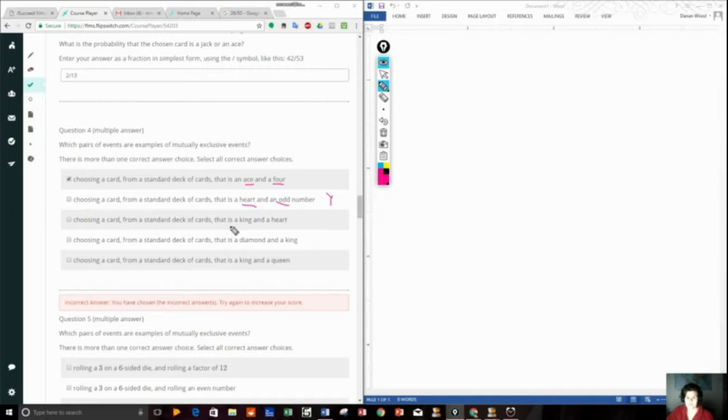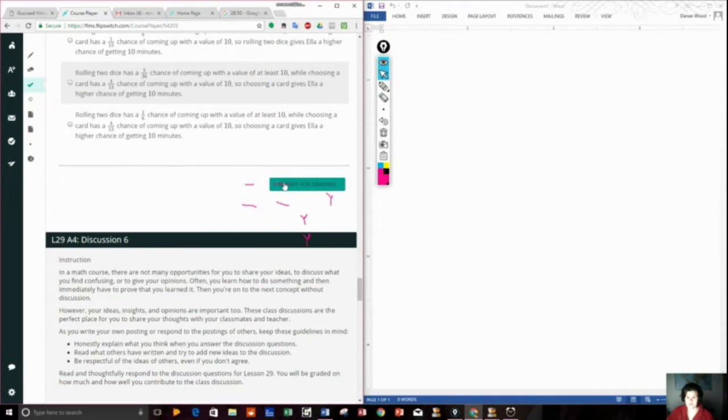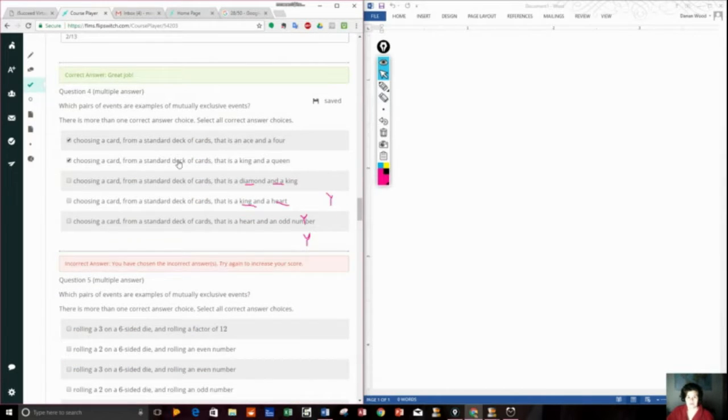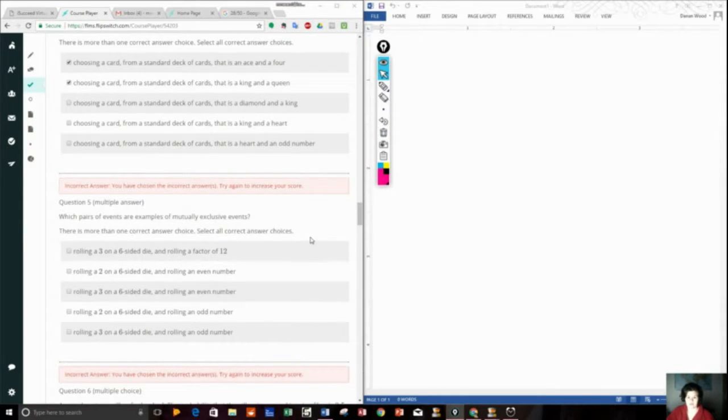Choosing a card from a standard deck of cards that is a king and a heart. Can this happen at the same time? Yes. So they're not mutually exclusive. Choosing a card that is a diamond and a king. Yep. So they're not mutually exclusive. Choosing a card that is a king and a queen. No, you're either a king or you're a queen. So they are mutually exclusive. Let's check our selections. Great job.